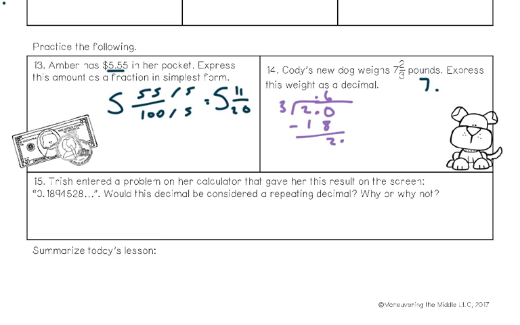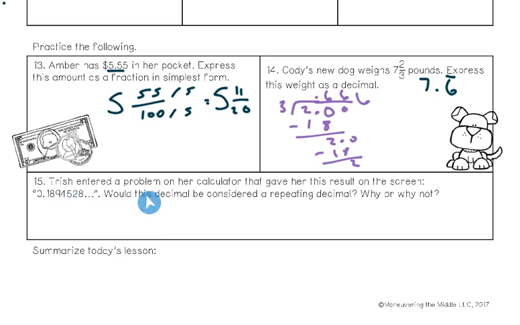If you notice, I already see a pattern. 3 goes into 20 6 times. 18, 2, just continuing on. I can see right now that the 6 is going to be repeating. So when I write this as a decimal, I want to write 7.6 with a line over the 6 to designate that it's repeating. If you have a calculator, you could have typed in 2 divided by 3 and gotten the same thing. So let's look at number 15.